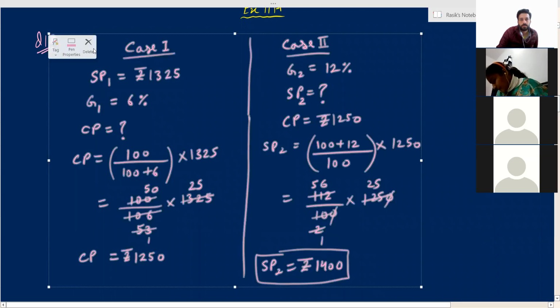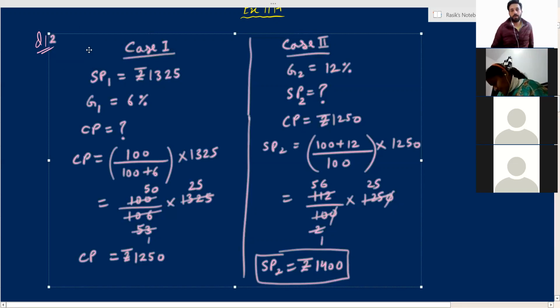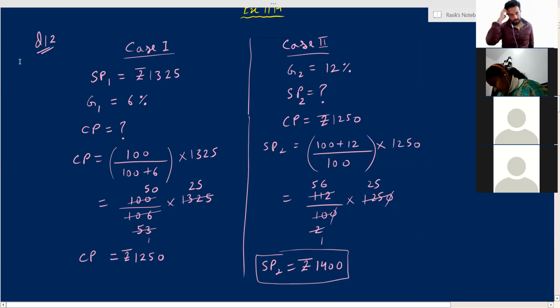Okay. So let's start with question 14 now. 13 is similar to this one. Same in fact. So we are going to do 14th. Have you all done this noted in your copy? Yes.